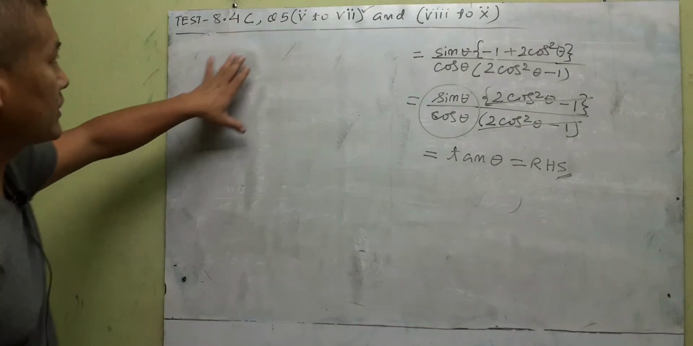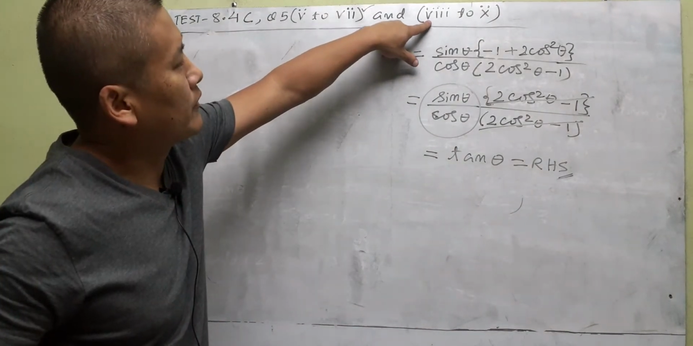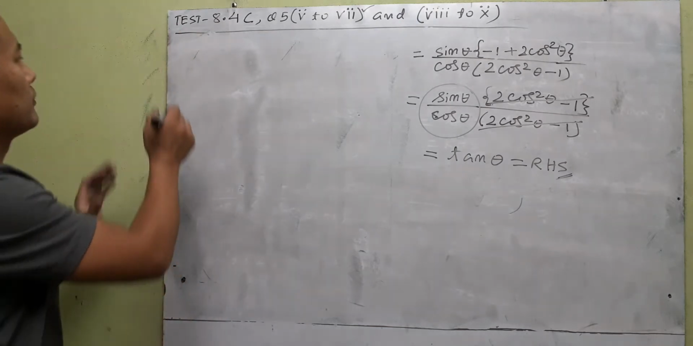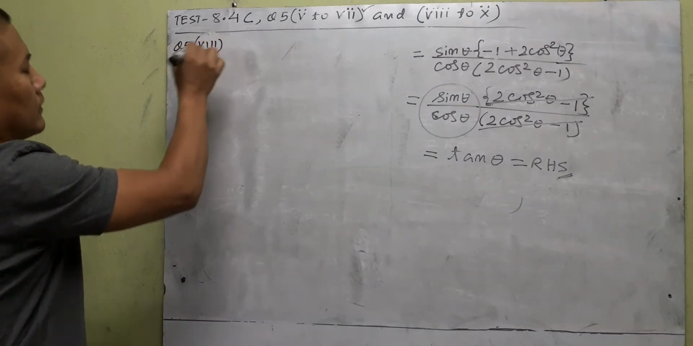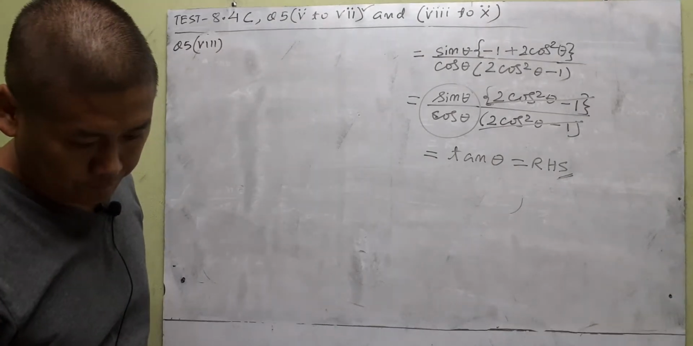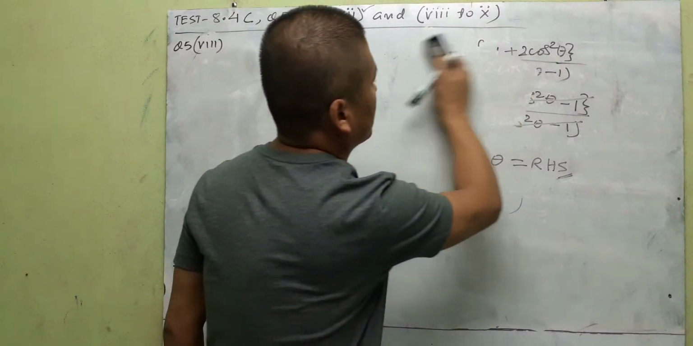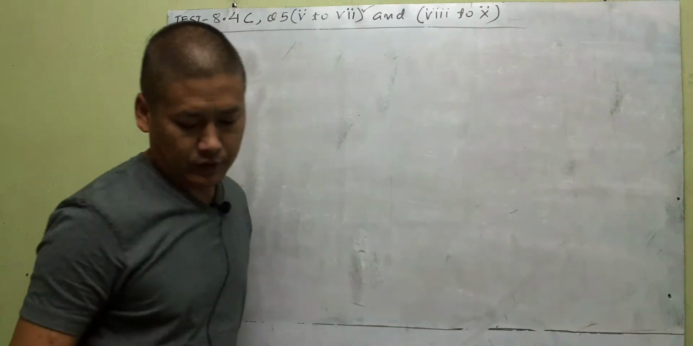Okay, so next question is question number 5, subheading 8. Exercise 8.4, question number 5, subheading 8, page 203 in your textbook. So go to page 203. Let me read the question here.